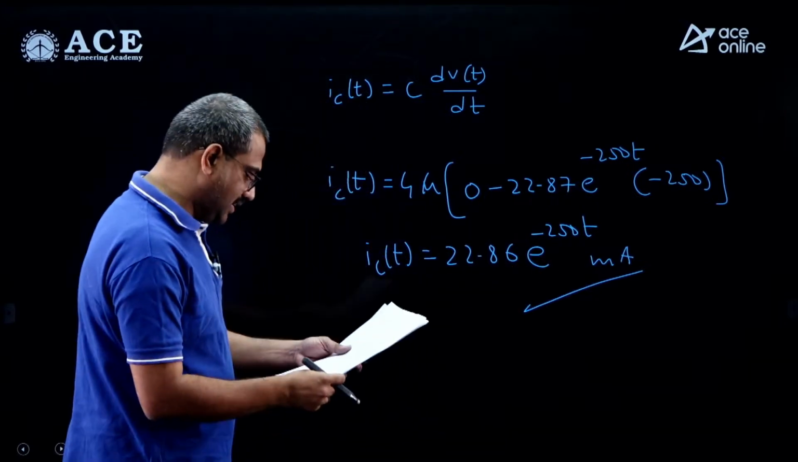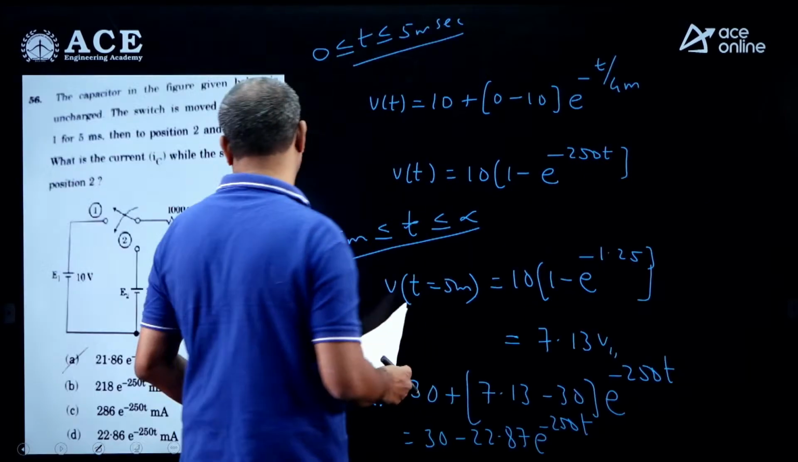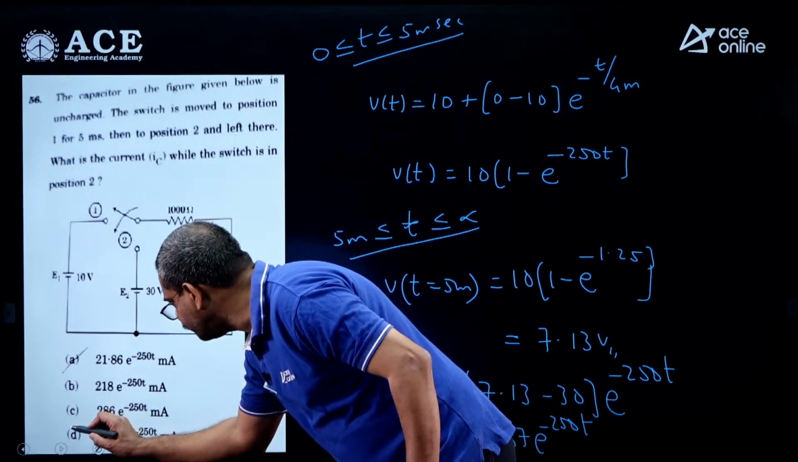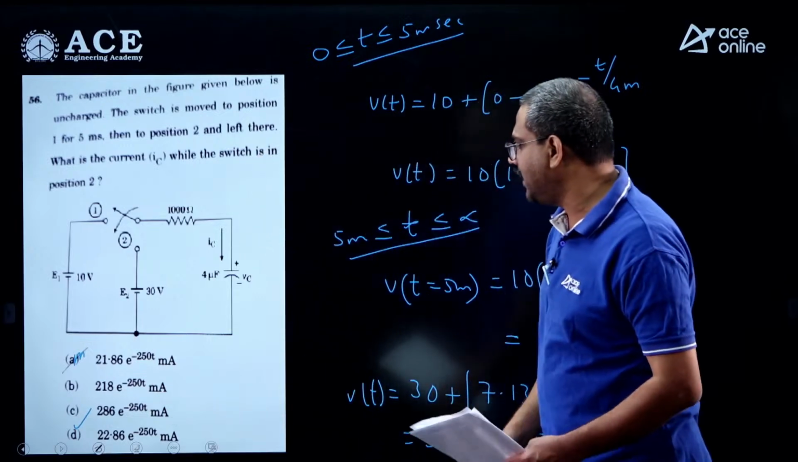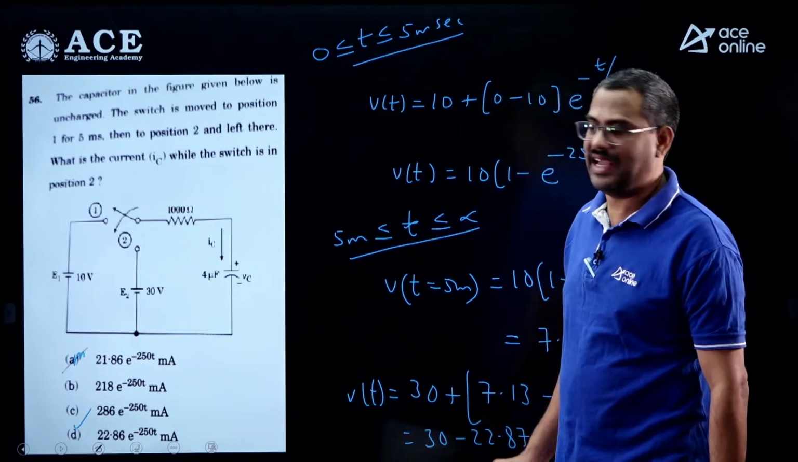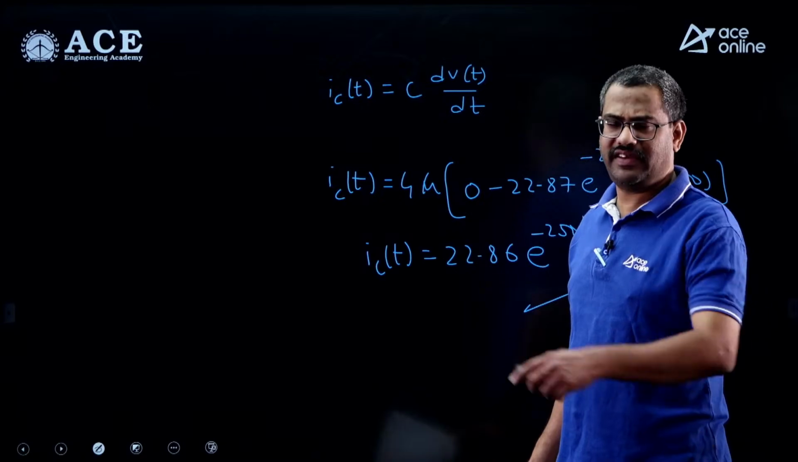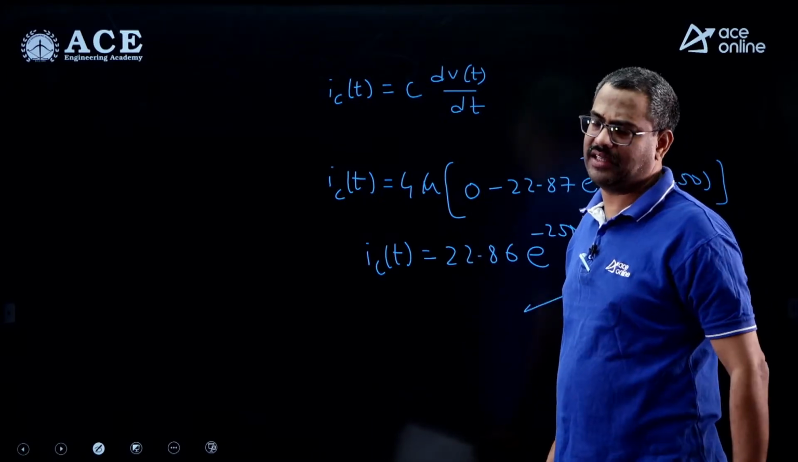So 22.86 here. The option is clearly D, not A please. Option is D: 22.86 e power minus 250 t milliampere. Better go with voltage, otherwise unnecessary confusion and you will be tempted to write another answer, which I checked already.